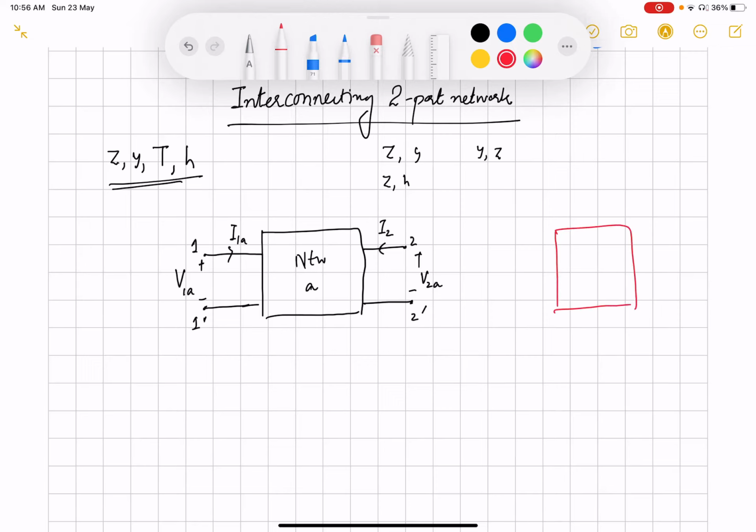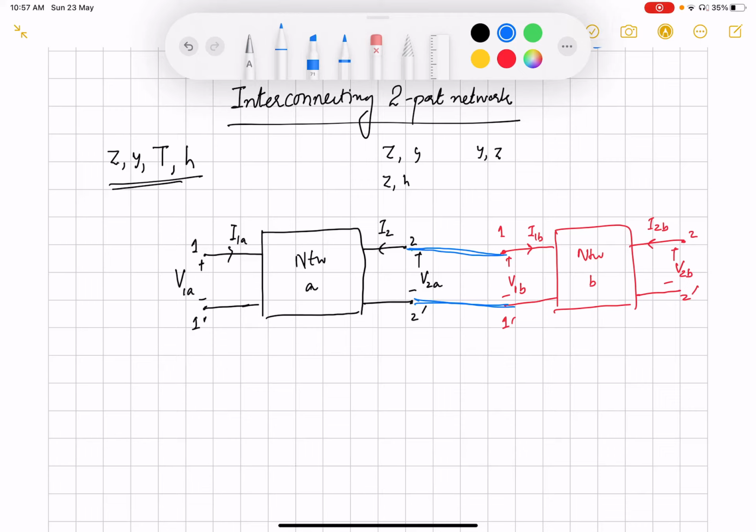And suppose you have another network here, which is network B, a two-port network B, again with input ports 1-1 dash, output ports 2-2 dash, and the input voltage as V1B, the voltage at the output port V2B, the current as I1B, and the current as I2B. And suppose you connect them. And the easiest connection that seems to be possible is like you connect them like this.